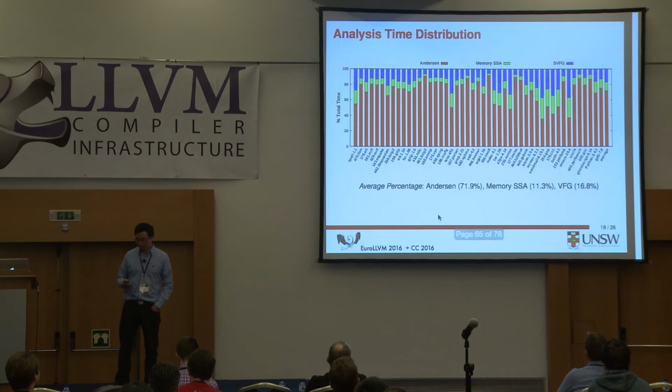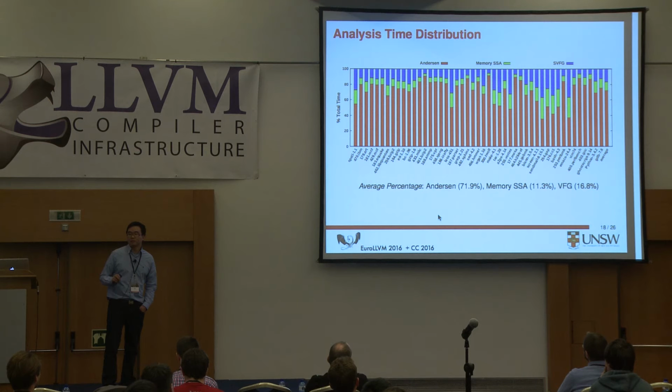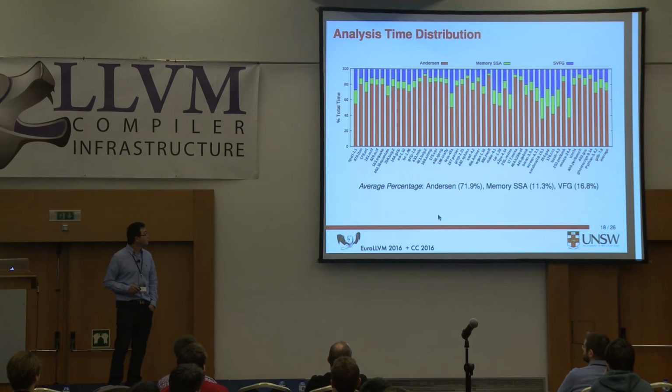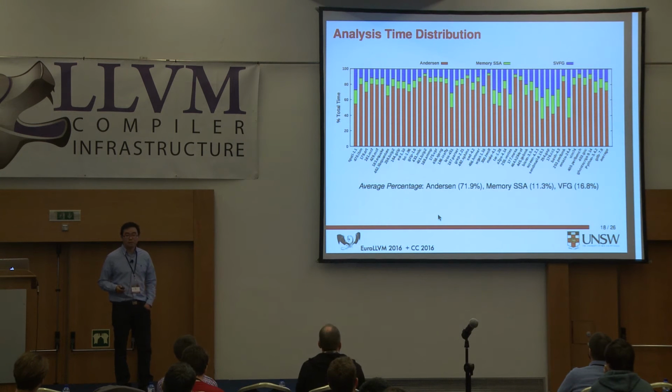This graph shows the analysis time distribution. Generally we can see the pointer alias analysis takes the largest portion of the total analysis time, around 72%. The value flow graph comes next, taking around 17%, and the memory SSA comes last, taking 11%.